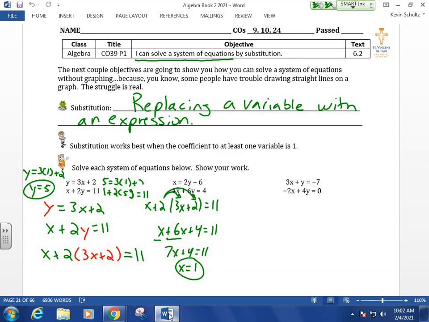The hardest part that students kind of find is where do I start? And it's starting with recognizing that we have a value for y. It's an expression, but it's still a value. So in the other equation, we substitute that value for y in, giving us one equation with one variable to solve for.